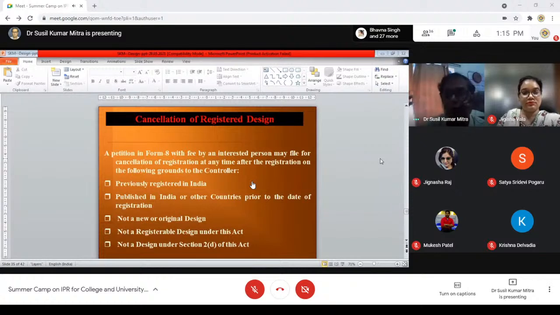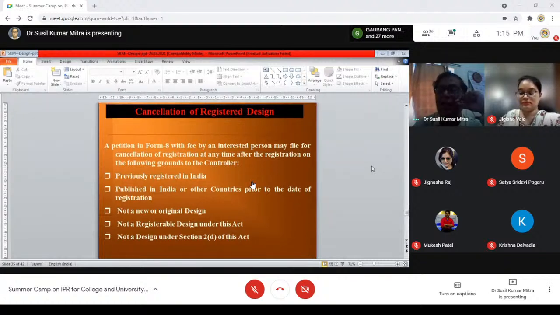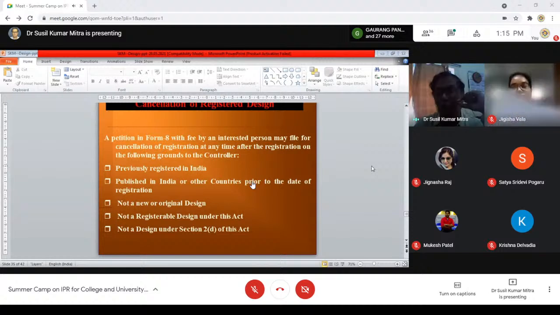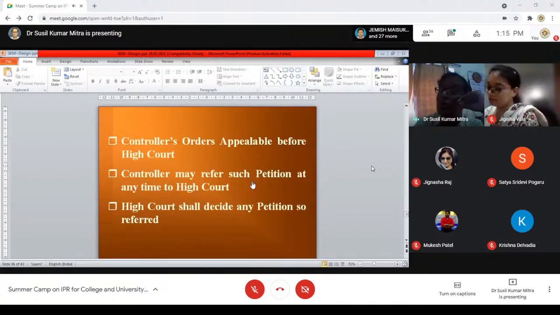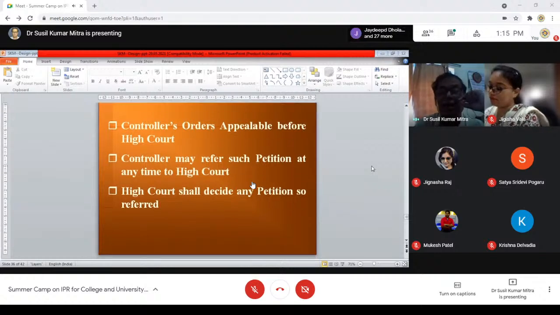So by way of false suggestions, they have got the registrations. So they can come before the controller and apply for cancellation of design, and the controller will take the hearing and cancel the design. I am not going into detail. The controller's order is also appealable before the High Court, and the High Court shall decide the petition as referred to.